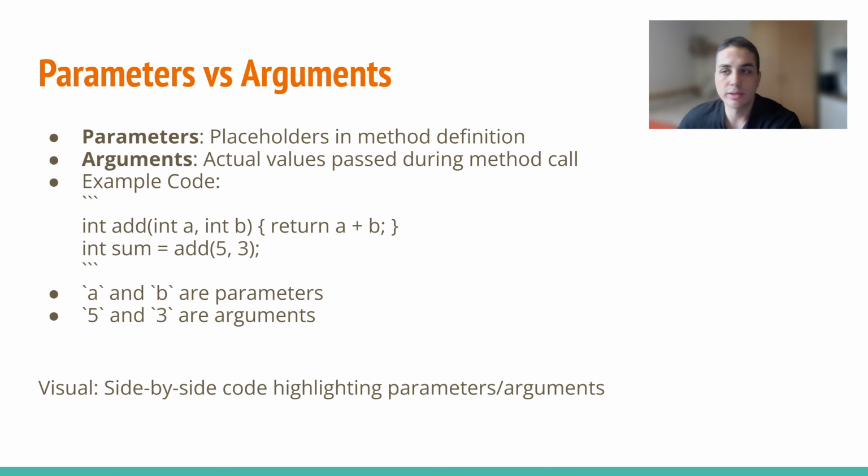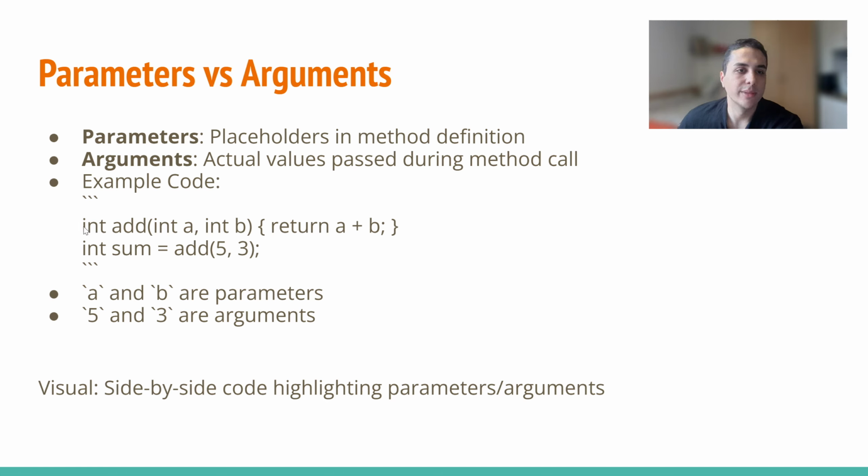We also have parameters and arguments. Parameters are the variables defined in a method signature, whereas arguments are the actual values you pass to that method when calling it. In other words, parameters are the placeholders used in the method definition, and arguments are the real data that you plug into those placeholders during a method call.